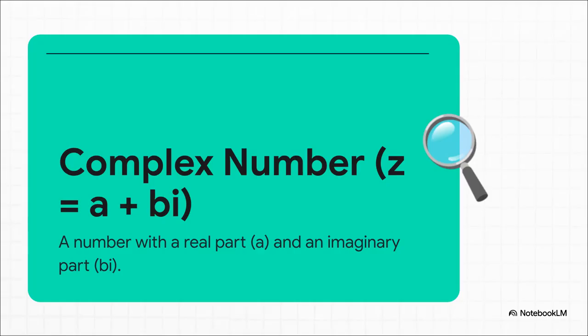Any number that exists in this new space is called a complex number. It has a real part, a, that tells you how far to go left or right, and an imaginary part, b, which tells you how far to go up or down. So you see, a complex number isn't just a value, it's an address. It's a specific point on a plane.